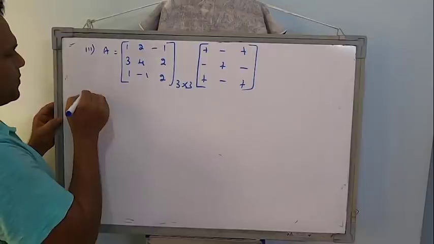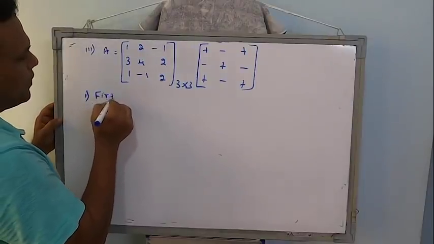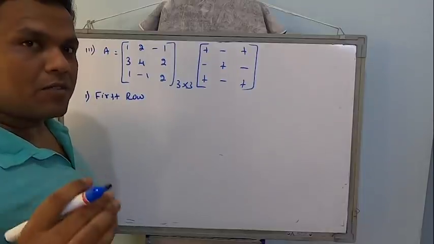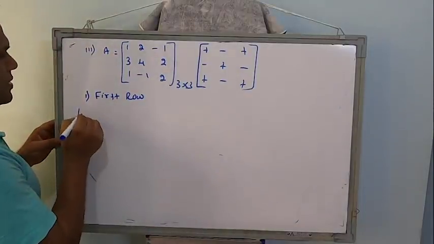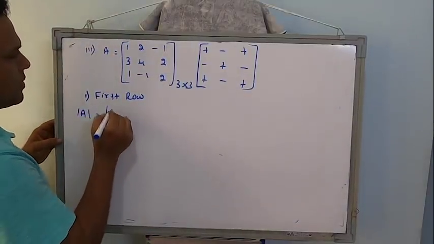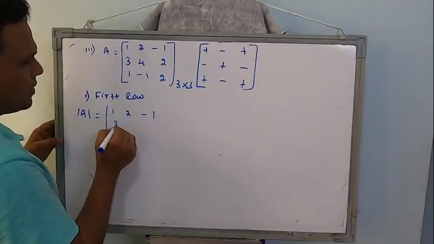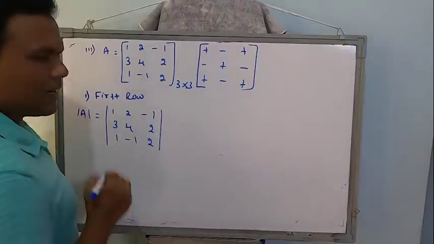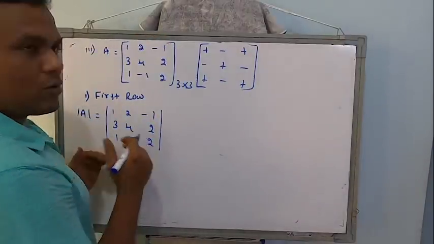In one of the cases, let me go for the first row. I want to evaluate this determinant from the first row. So first convert the matrix to a determinant: 1, 2, minus 1, 3, 4, 2, 1, minus 1, 2. It's a determinant. See, the matrix is converted to a determinant.